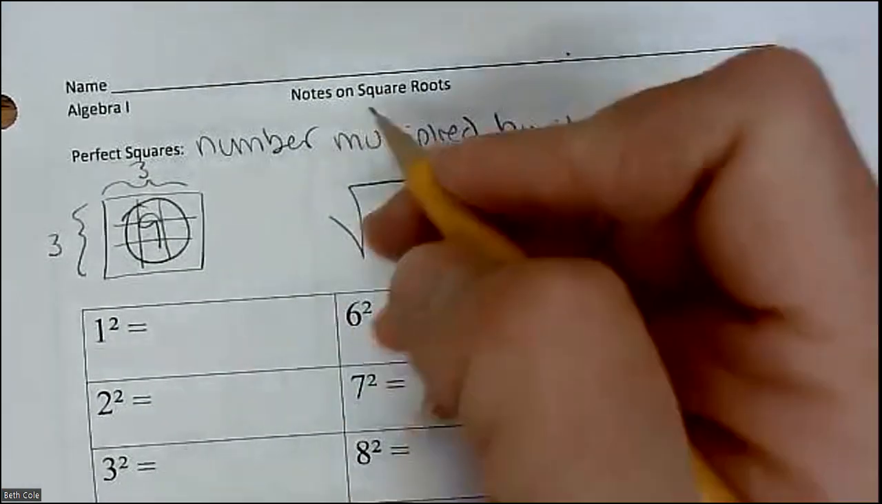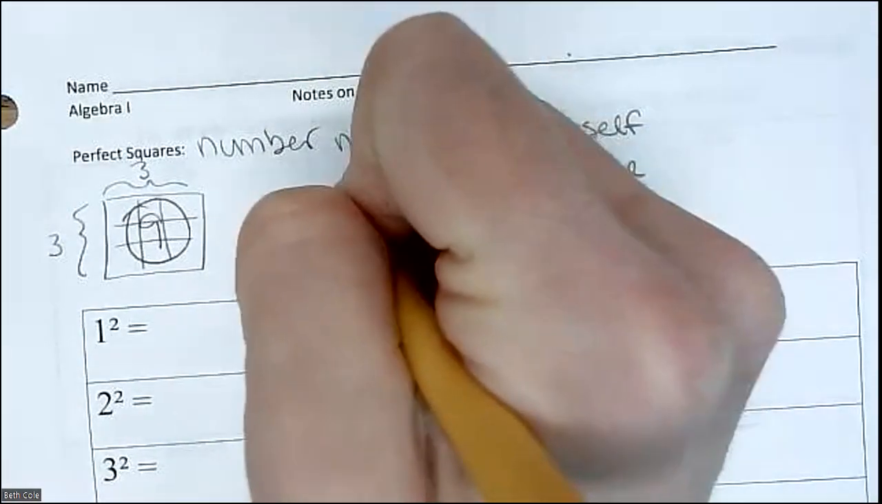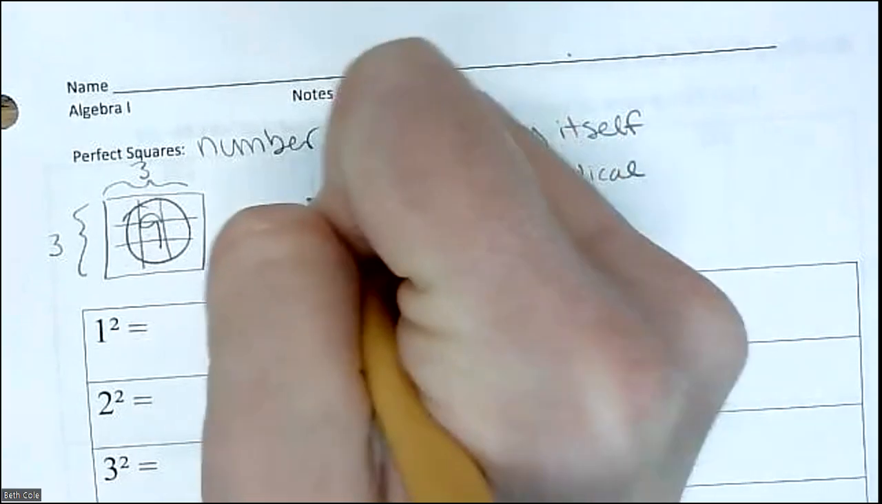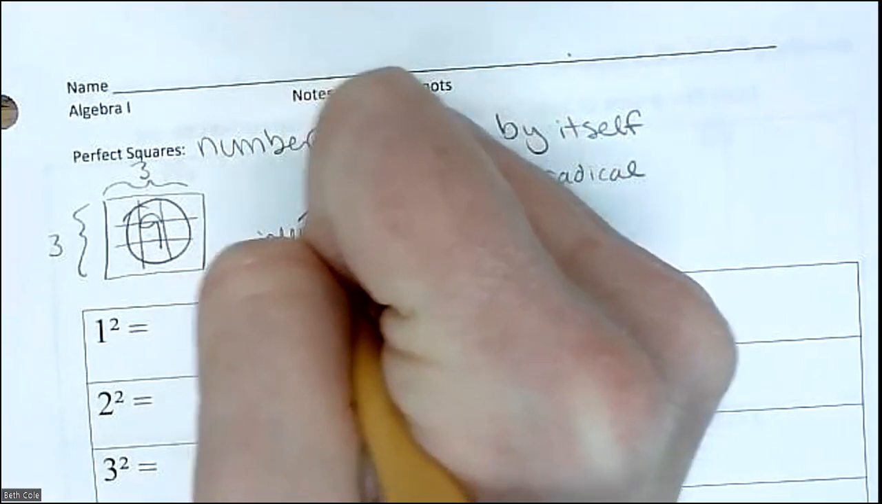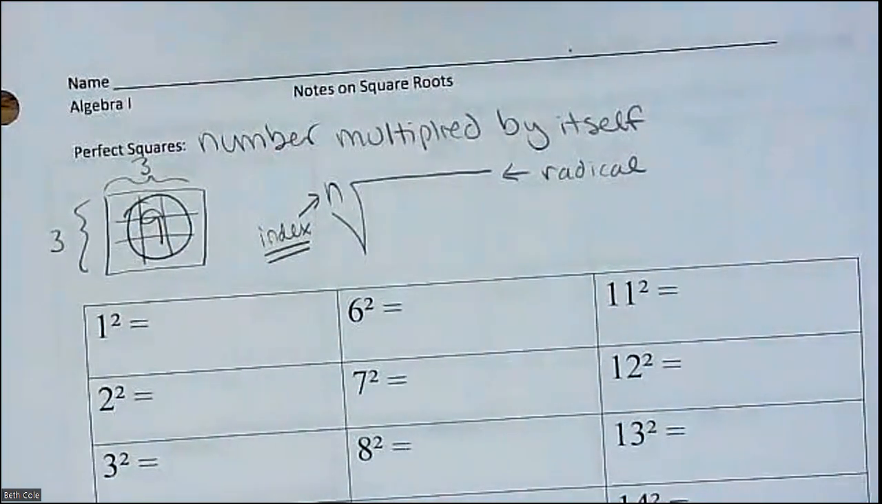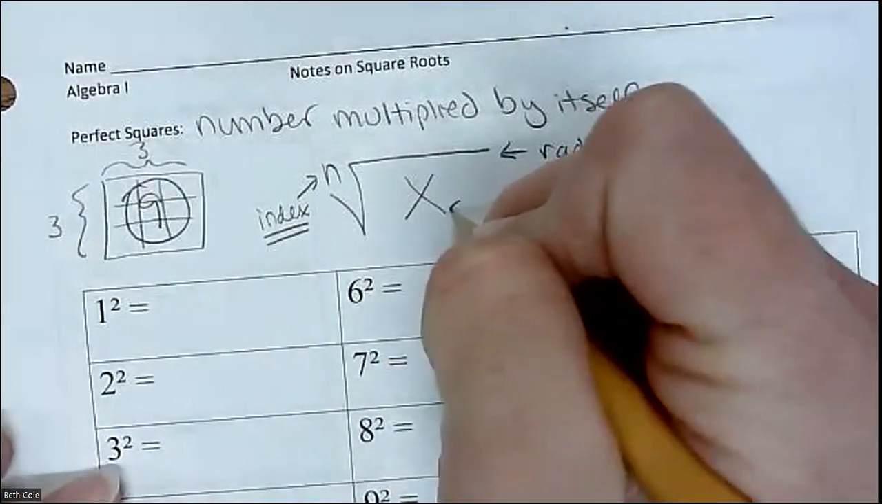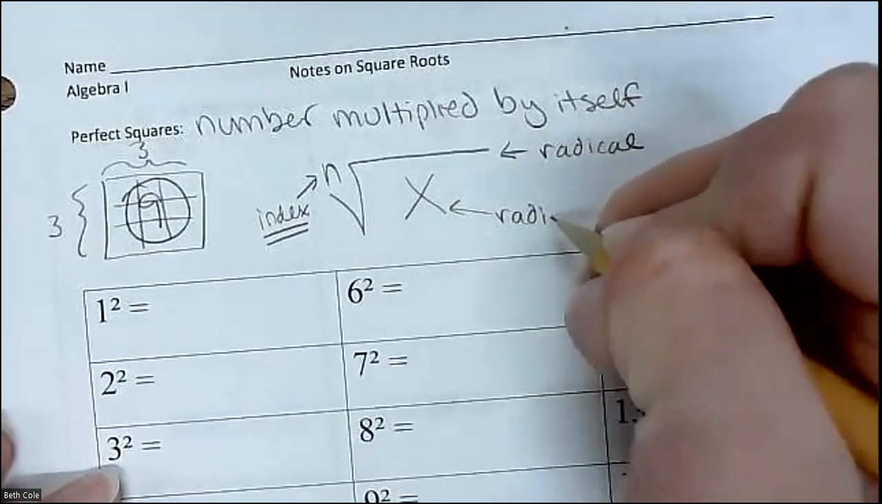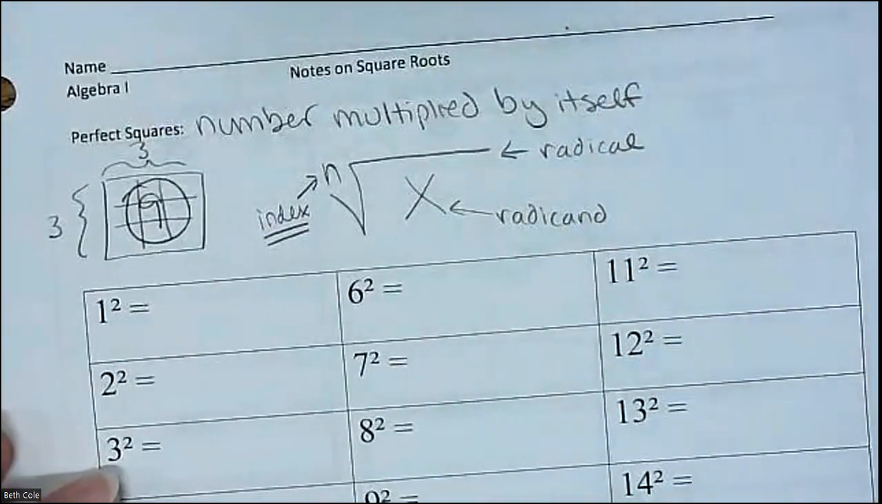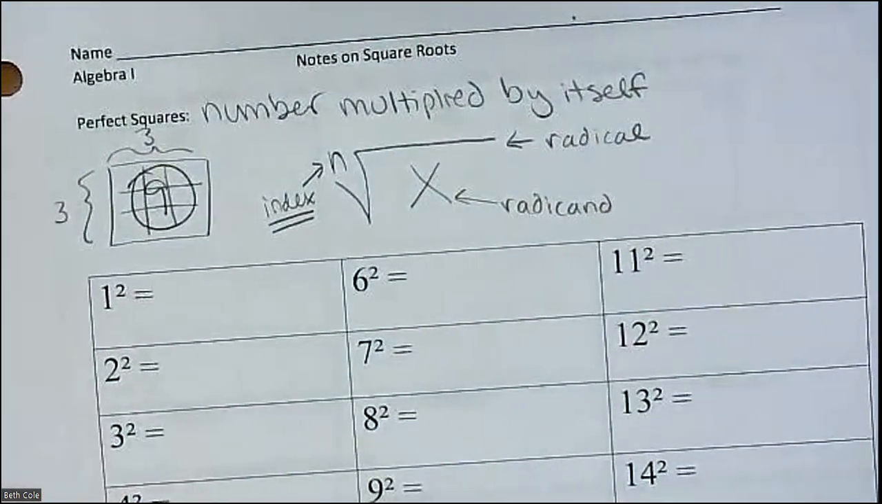All right. Now there's going to be a little number out front. That number is called the index. It is important for you to know that word because I'm going to say, hey, look at the index. So whatever number is outside of that is your index. We still together? And whatever is underneath, which I just called X, that's called the radicand.